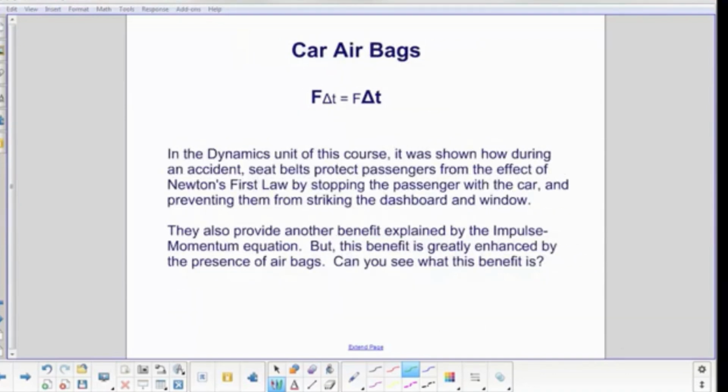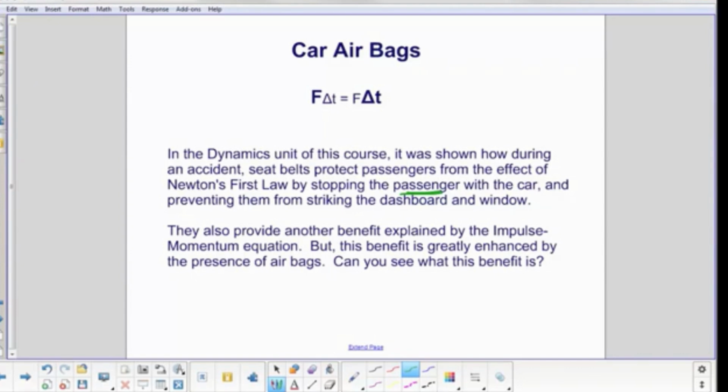In the dynamics unit of this course, it was shown how during an accident, seat belts protect passengers from the effect of Newton's first law, the law of inertia, by stopping the passenger with the car and preventing them from striking the dashboard and the window. The law of inertia says you keep moving until there's a force that stops you. That's one of the things it says.